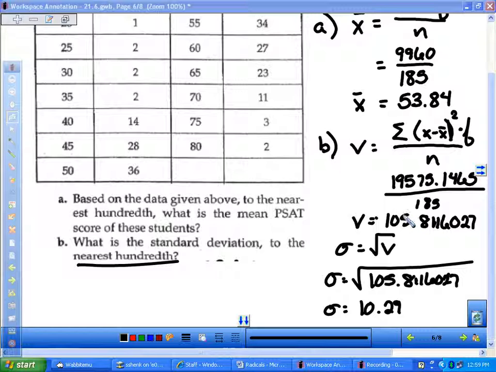Everything is a must if you're going to get credit. Everything is a must. Folks, statistics are easy. It's all done in the calculator. You just need to know how to do it in the calculator. You've got to know the formulas, okay? And then let the calculator do its job.